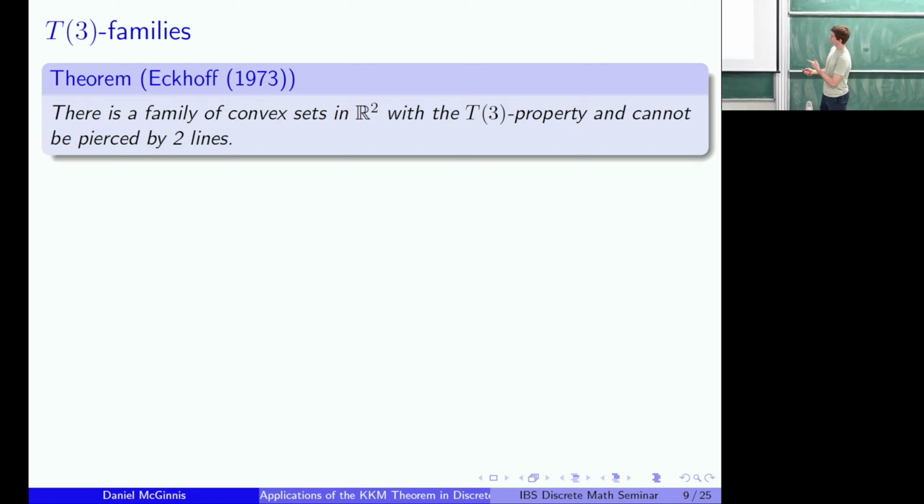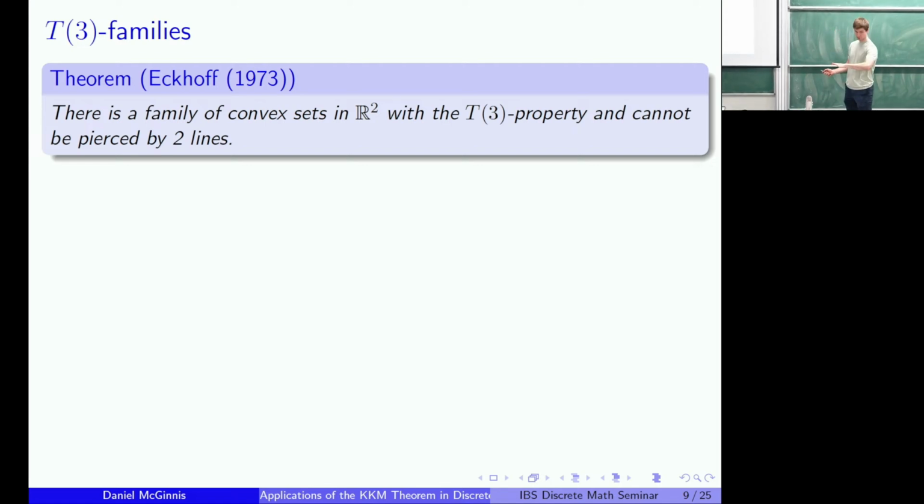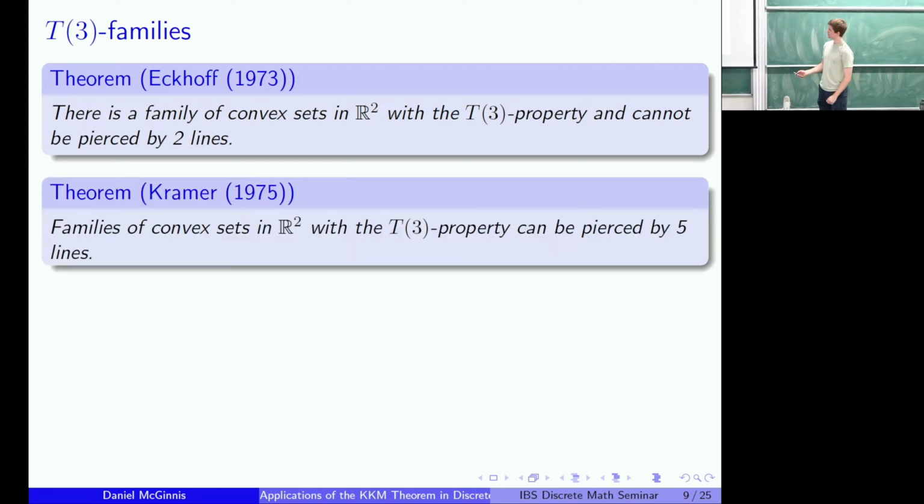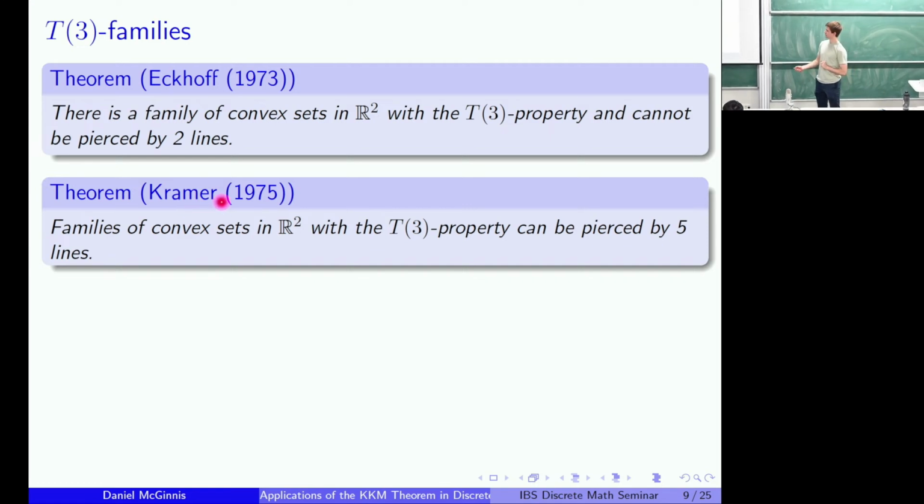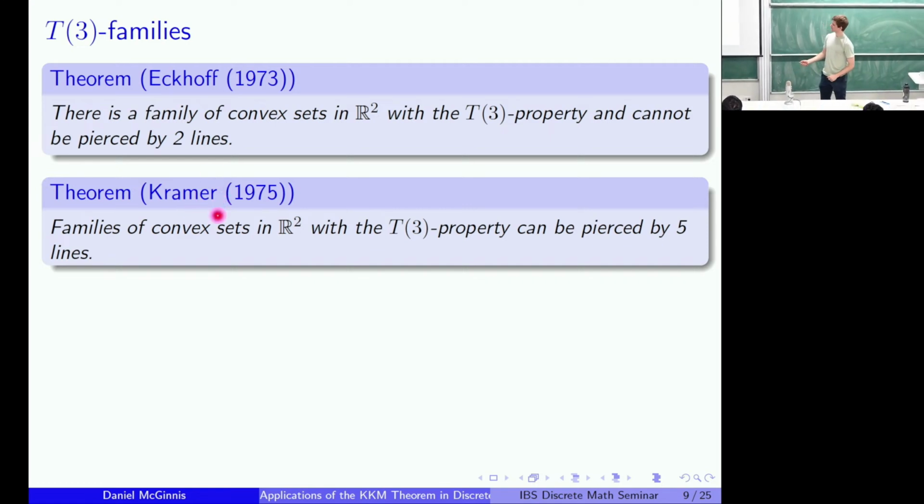So this is a lower bound from Eckhoff. You need at least 3 lines for some families. For the upper bound, the first result was by Kramer in his PhD thesis in 1975. He showed that families of convex sets in R2 with the T3 property can be pierced by 5 lines. So he proved an upper bound here, but there's still a gap between what the correct number of lines should be.